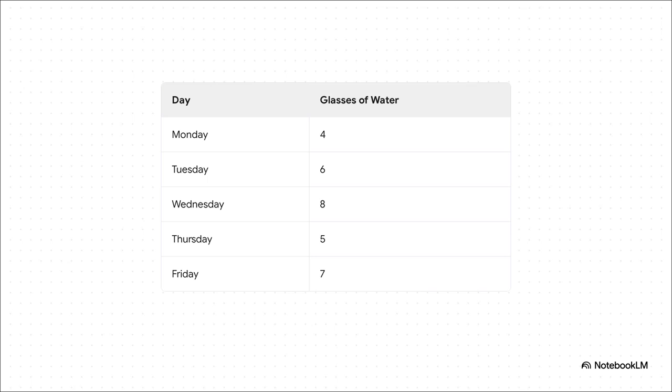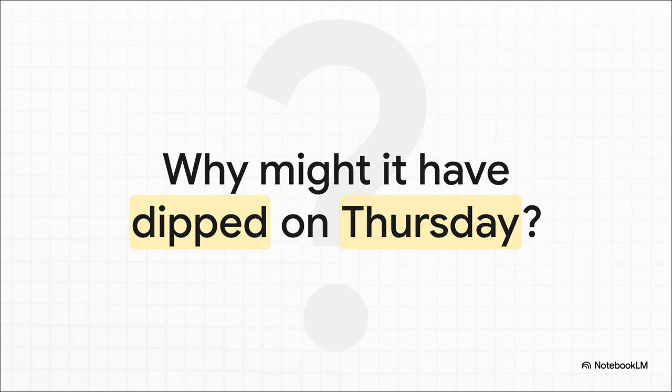The line would show this nice, steady climb until Wednesday, and then a sudden drop on Thursday before it starts to pick back up. The numbers tell us what happened, but the real question is, what does it all mean? This is the fun part. This is where we get to be detectives. The data shows a drop. Our job is to ask, what actually happened in the real world on Thursday? Why did our story take this sudden turn?